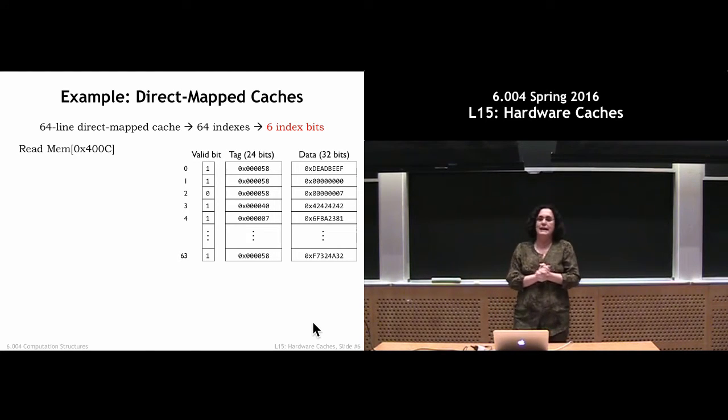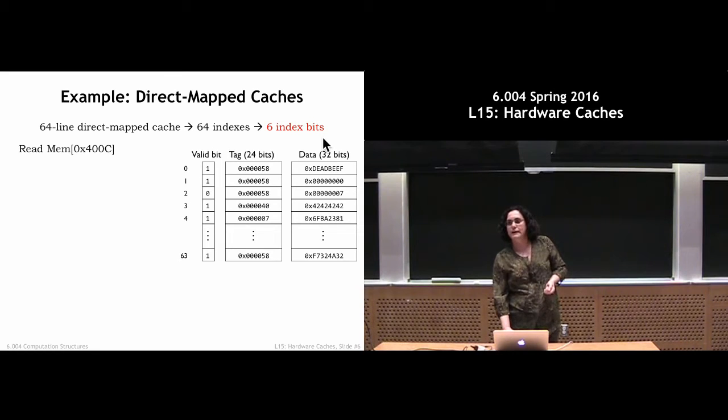Okay, so let's take a look at an example. Suppose that I have a cache that has 64 lines in it. It's a direct mapped cache. And because it has 64 lines in it, I need 6 bits in order to identify which line I'm trying to access. Now suppose that I want to read memory location 0x4000000C. First thing I'm going to do is convert this into binary. Once it's in binary, I can divide it up into the different portions. So we've got here the bottom 2 bits, which is the offset. The next 6 bits are going to be the index into my cache, and the rest of it is going to be what I compare to the tag.